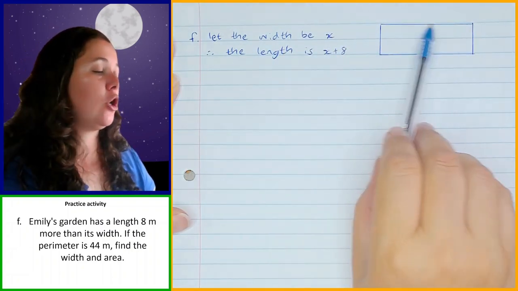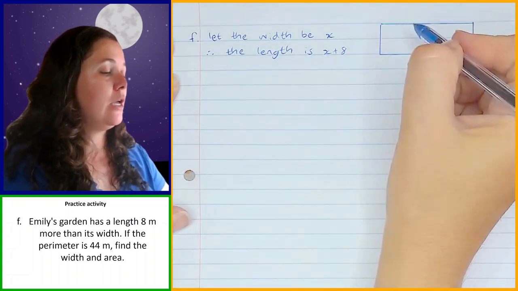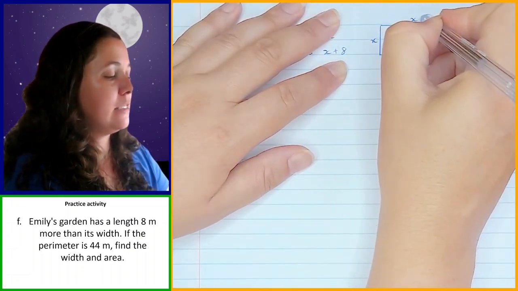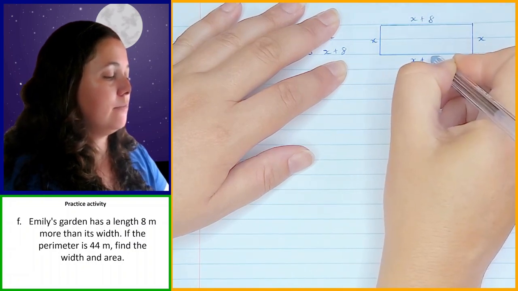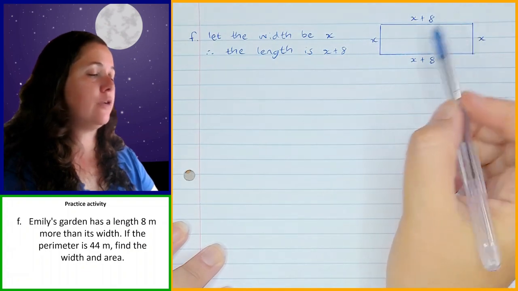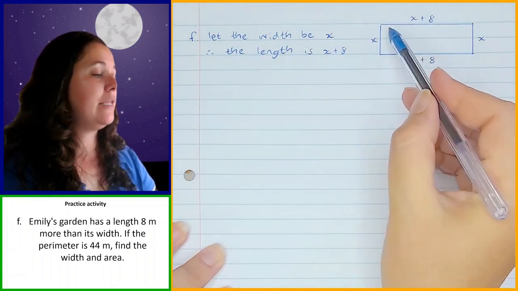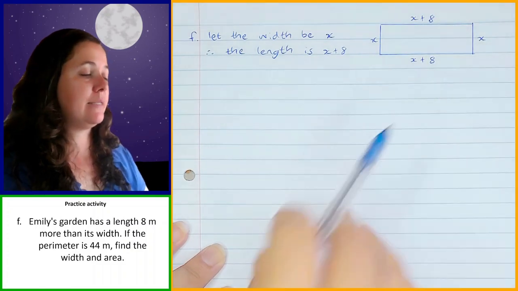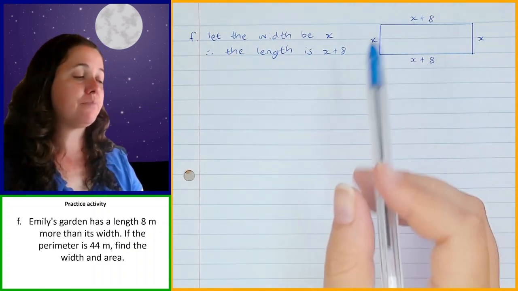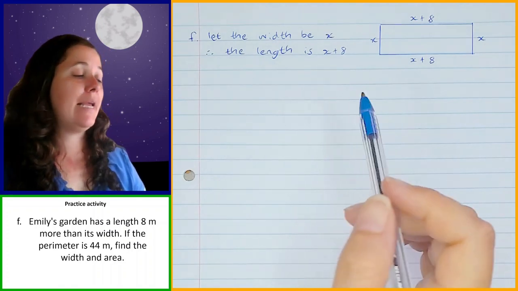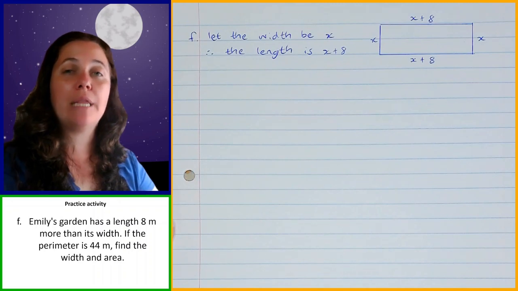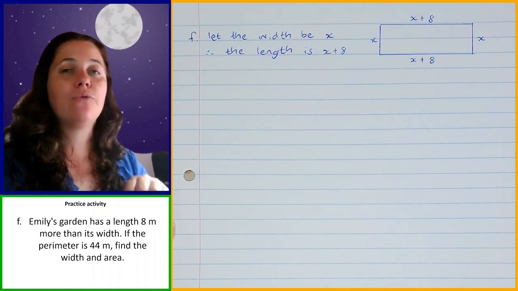If I were to show it on a rectangle, it would look like this. The width is x, and the length is x plus 8. You can see I've got the width over there, they're both x, obviously, because it's a rectangle, so they're equal. And the length and the length are both x plus 8. Once you've got that set up, either way is fine. The next thing you're going to do is set up your equation. The information we haven't used yet is that the perimeter is 44 meters.